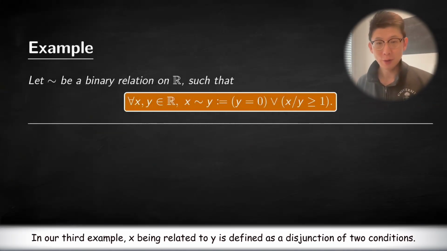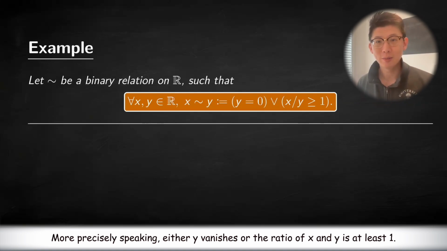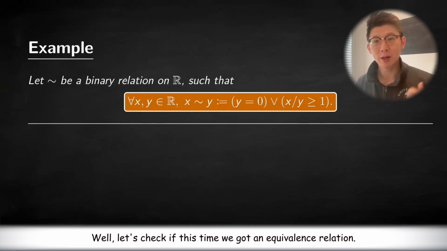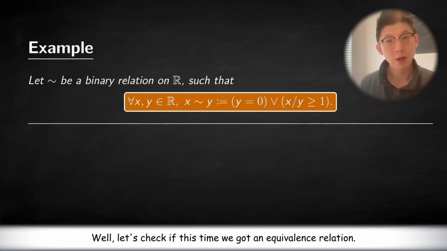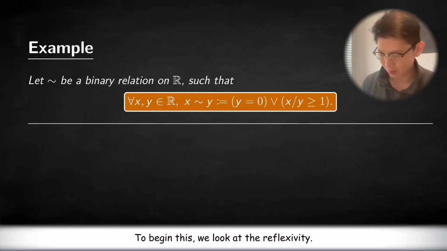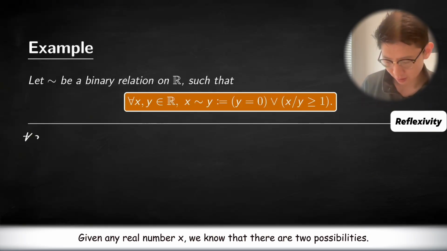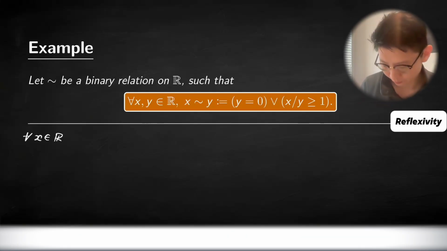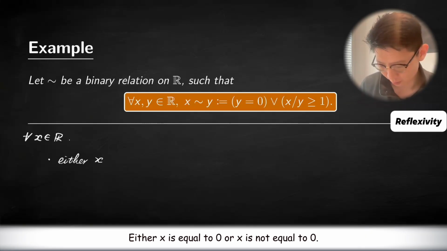In our third example, x being related to y is defined as a disjunction of two conditions. More precisely speaking, either y vanishes or the ratio of x and y is at least 1. Well, let's check if this time we got an equivalence relation. To begin with, we look at the reflexivity. Given any real number x, we know that there are two possibilities. Either x is equal to 0, or x is not equal to 0.